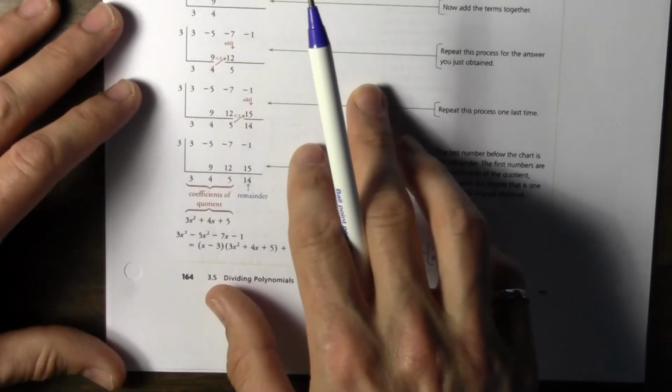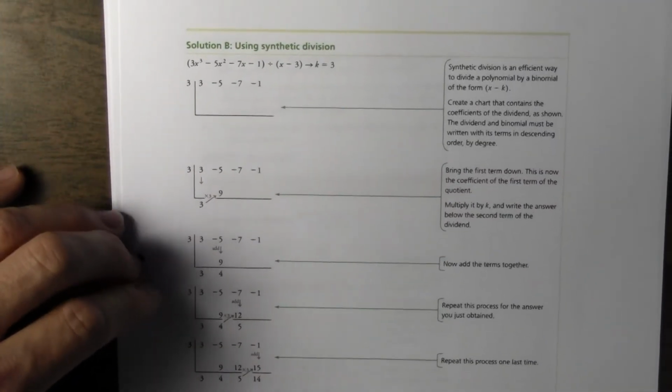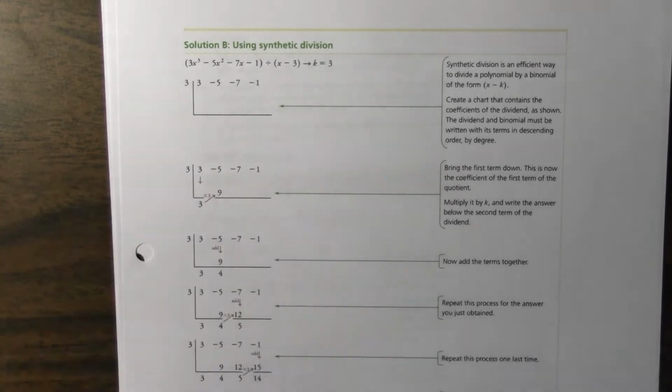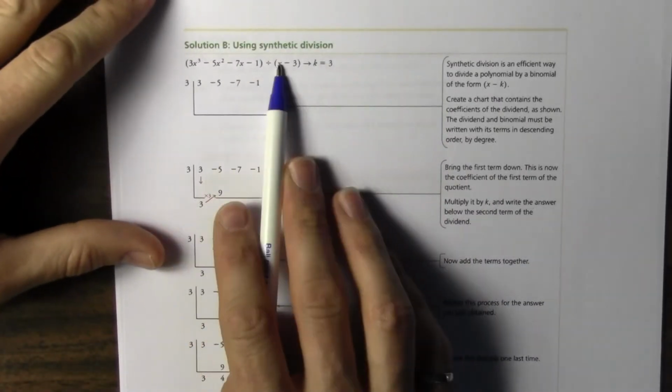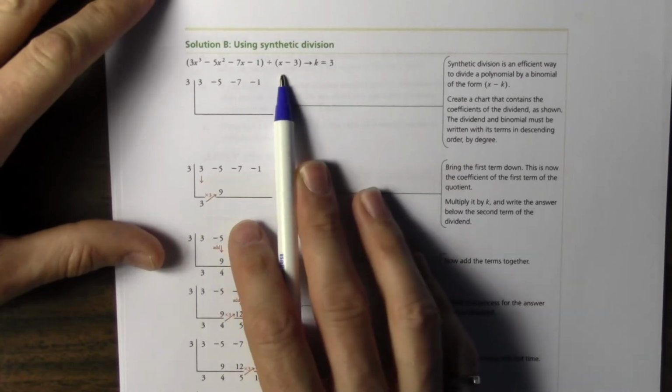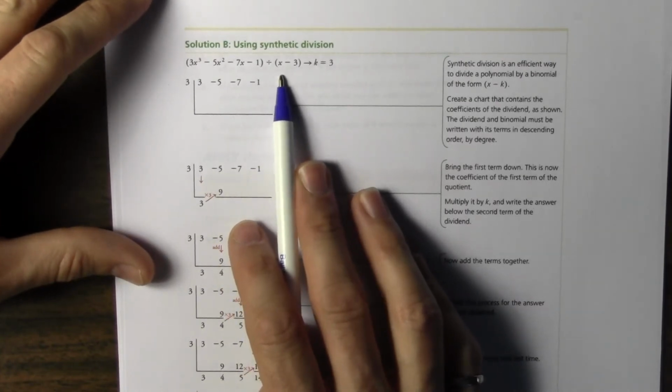Now you're going to use the quicker way. So it's our choice to use. You can use either or. Okay, here's the fast way now. So the question is the same as the first example. So we're dividing by the binomial x minus 3.